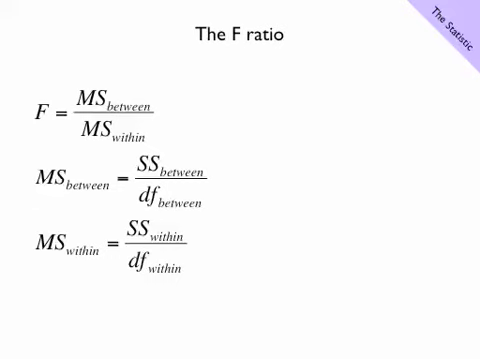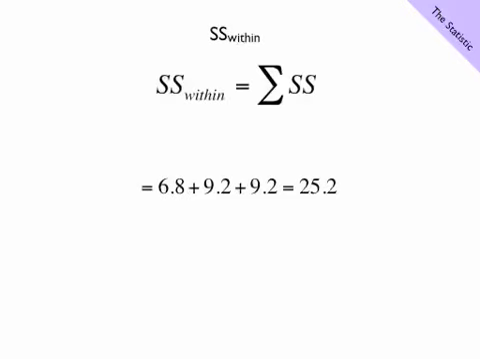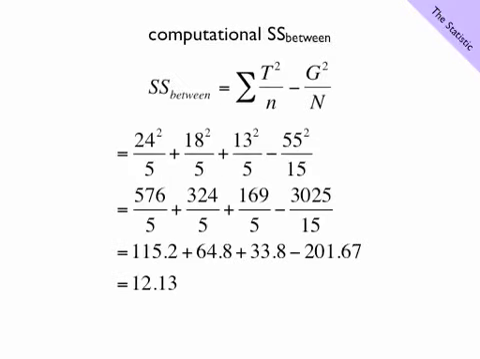How do we get these degrees of freedom between treatments? Well, if you'll remember from the previous video, degrees of freedom between treatments is the number of treatment groups minus 1. We have 3, so we have 2 degrees of freedom between treatments. And if we go back to our data here, we would just divide 12.13 by 2.